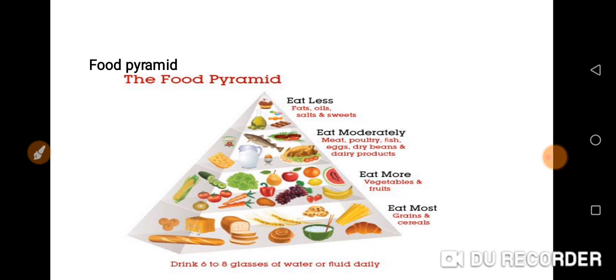Remember, when we are planning our meal, we must consider all this. Then the last one there is grains and cereals. We need to eat most. Then at least in a day, we must drink 6 to 8 glasses of water on daily basis, which is very important. So whenever we are planning our meal, we need to consider this food pyramid too.